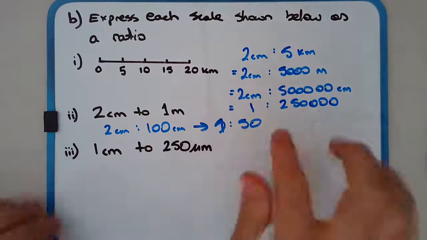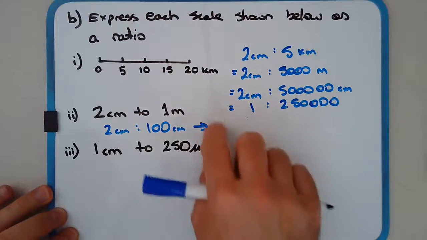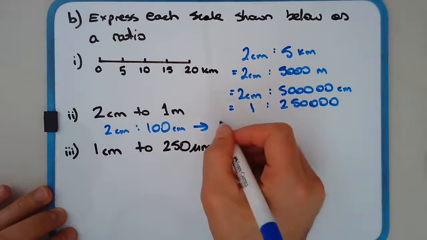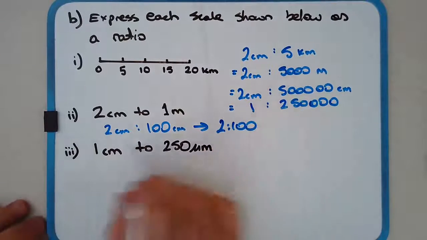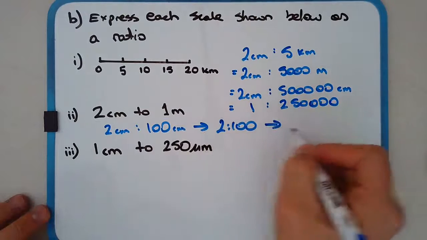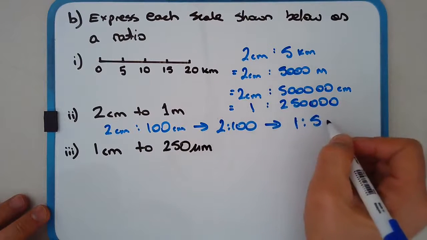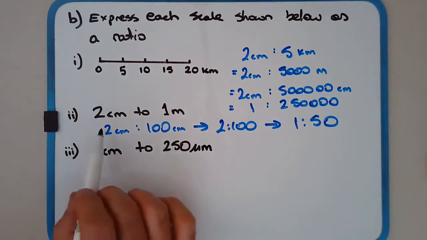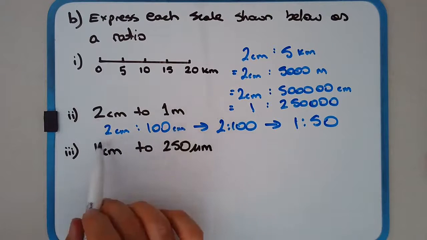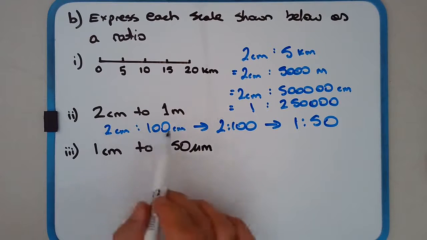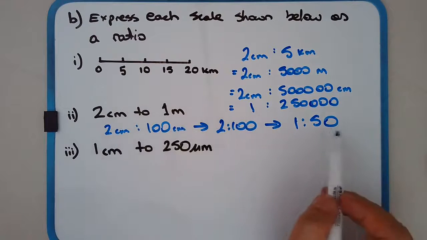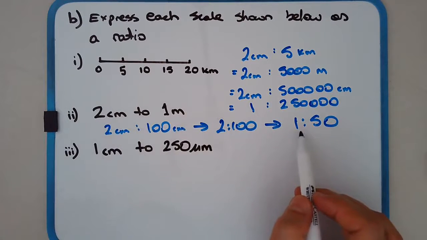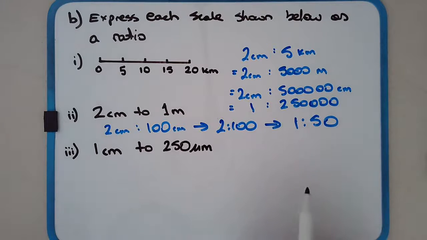And that's really just the ratio 2 to, sorry, made a mistake there. Simplified it a little bit too early. I'd just like to show you all the working out. That's 2 to 100, which is 1 to 50. So 2 centimeters gives you 1 meter, 2 centimeters gives you 100 centimeters. Dividing both of those by 2, you get 1 to 50. So 1 centimeter on the diagram represents 50 centimeters in real life. So that's a multiplication factor of 50.